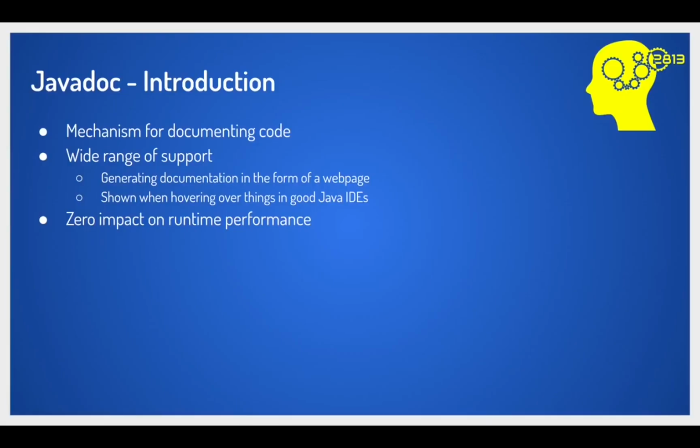And there are different ways that JavaDoc is shown. It can either be in the form of a web page, which we'll show a picture of later on, or it can be shown just while you're hovering over things in some good Java IDEs. So for example, in Visual Studio Code or in IntelliJ, if you hover over something, then documentation of it will show up in the form of JavaDoc. And it also doesn't impact your runtime performance at all, which is great.